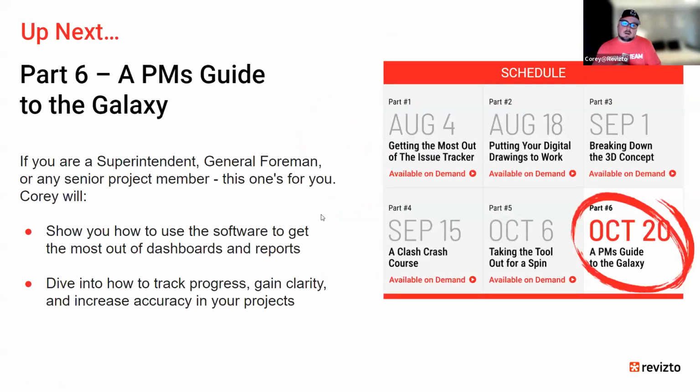All right. Well, it looks like up next is going to be part 6, and this is entitled PM's Guide to the Galaxy. So this is going to be more for reporting and dashboarding and how to get the most out of that. That's all going to be web-based. But there's some setup stuff we can do in the issue checker that's really going to help leverage some of these reports that we can get out. Then we're also going to be diving into tracking progress, gaining clarity and increasing accuracy on the project. Not to say that if you're not a PM, you're not going to get something out of it. There's definitely going to be something for everybody here. So really looking forward to that.